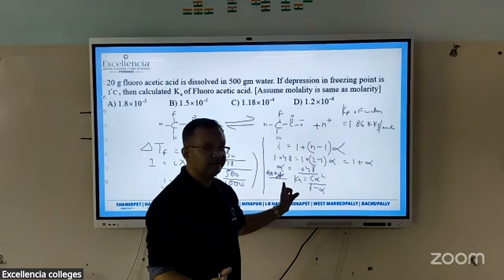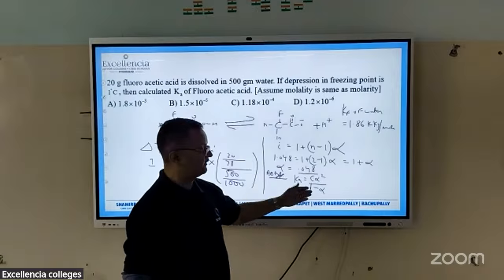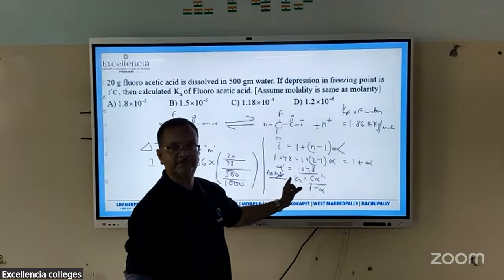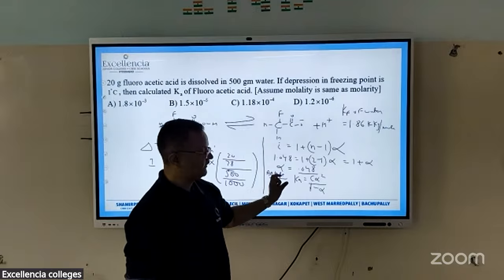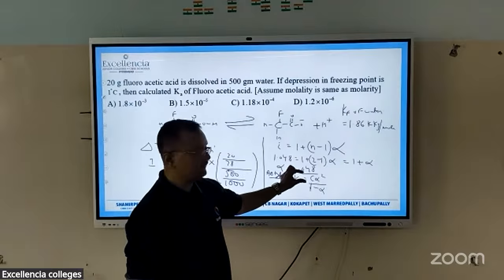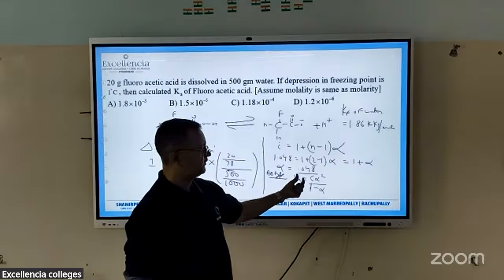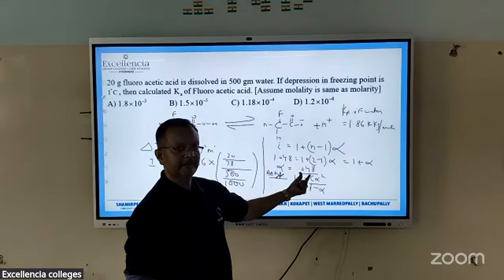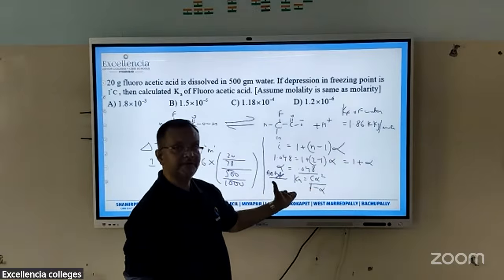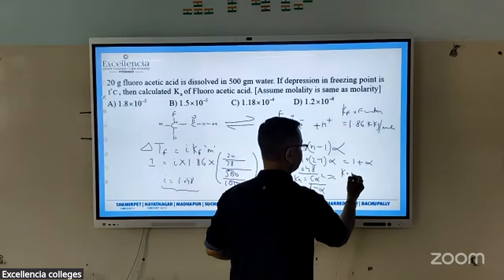But before that, we have to check the type of electrolyte. It is AB. For A2B type, the relations are different, and for AB3 type, they are different. But now we'll go with that relation because it is AB type. So we'll go with Ka is equal to C alpha squared upon (1 minus alpha), where C is the molarity of the solution at the start, and alpha we have just found. Because alpha is not so high, we can discard alpha in the denominator. So we can approximate it to Ka is equal to C alpha squared.